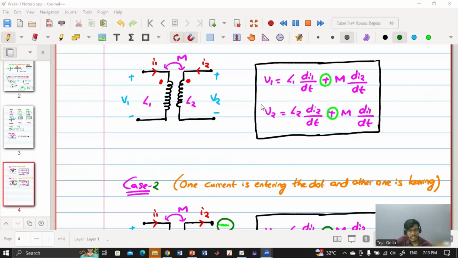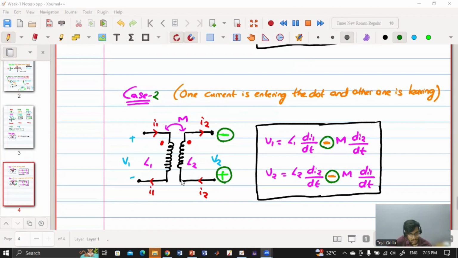And this polarity is very important, and don't try to confuse yourself at this point of time. Sir, what if the dots are present at the bottom of the inductors and that too on the outside? Are they the same? Yes. If the dots are here, then also it is the same.